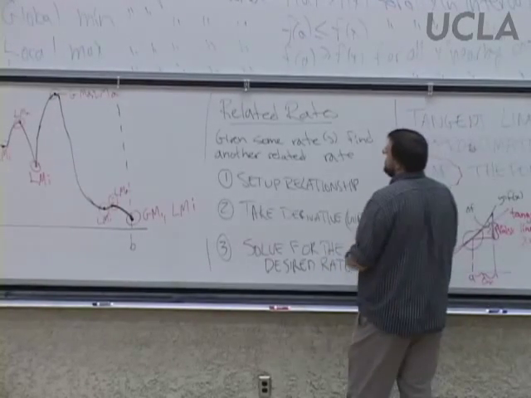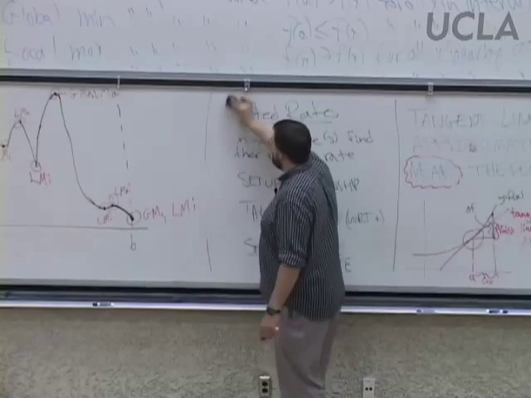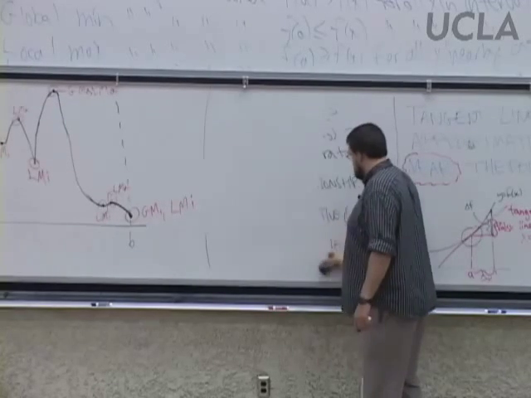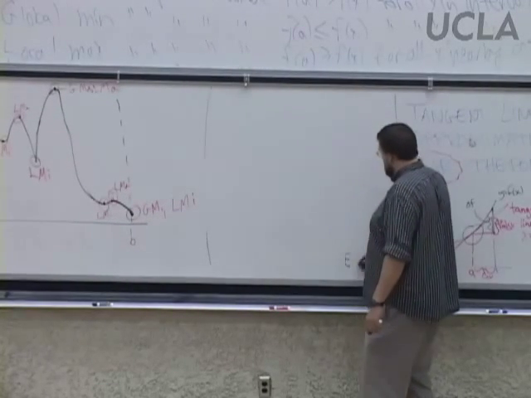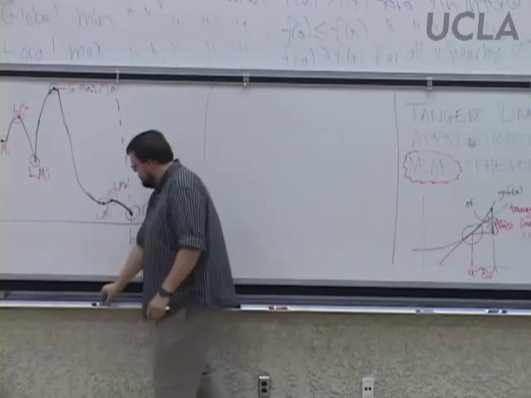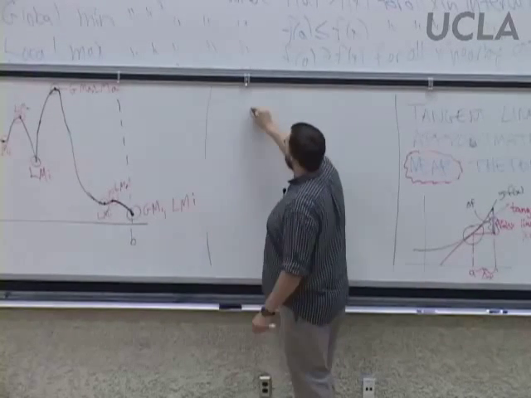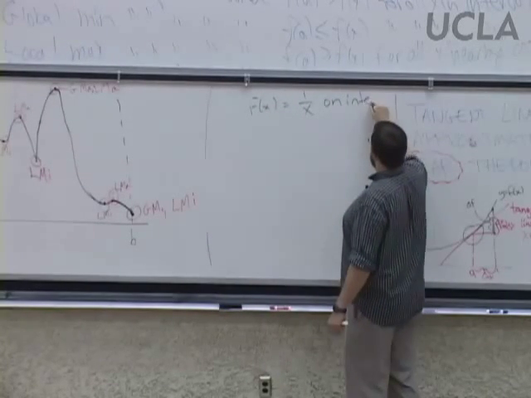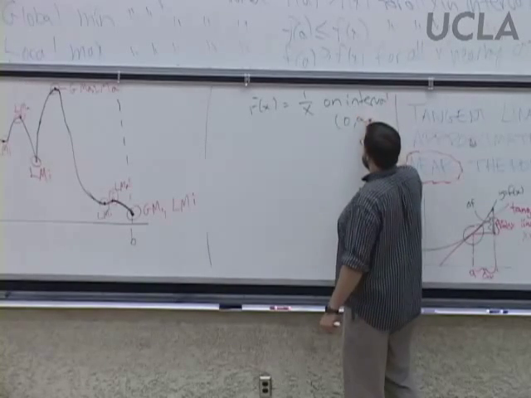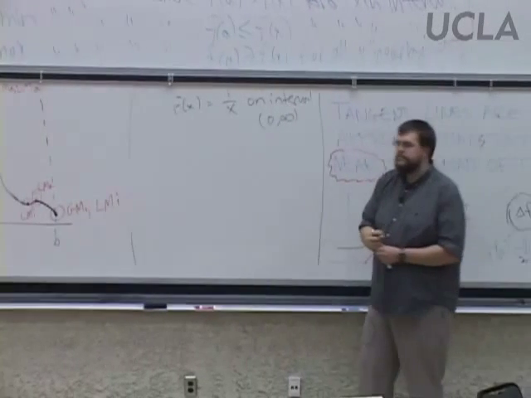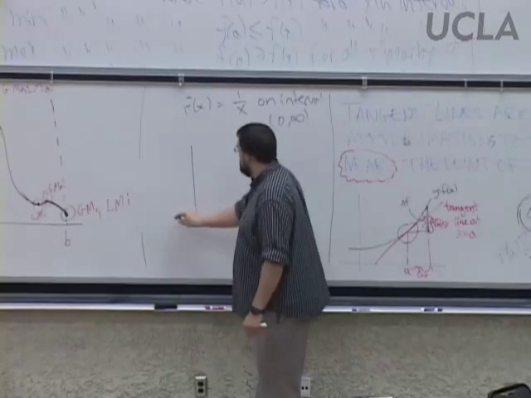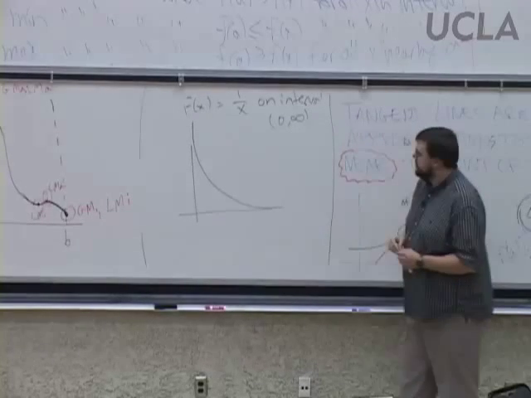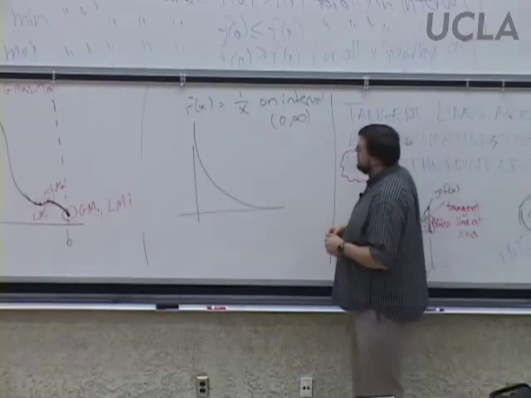Now, here's a question. We're looking for our global mins and our global maxes. Do they always exist? Well, the answer is no. So, for instance, suppose I look at the function f of x is 1 over x on the interval from 0 to infinity. What does that function look like? Well, it looks suspiciously like this. Now, what's the maximum?